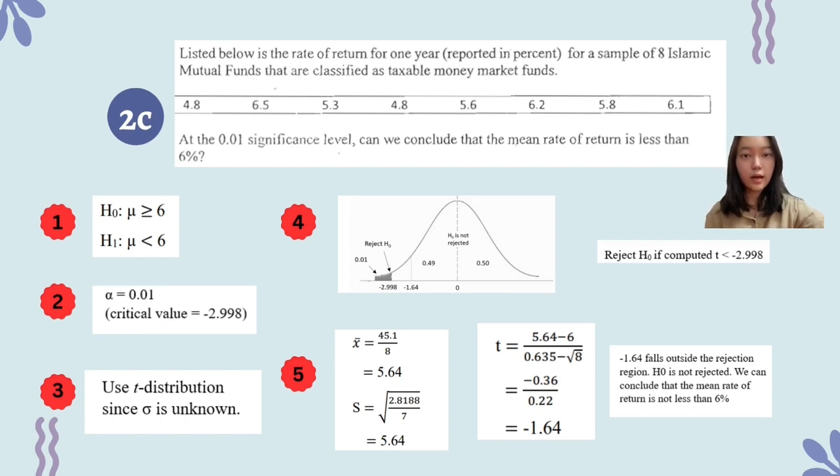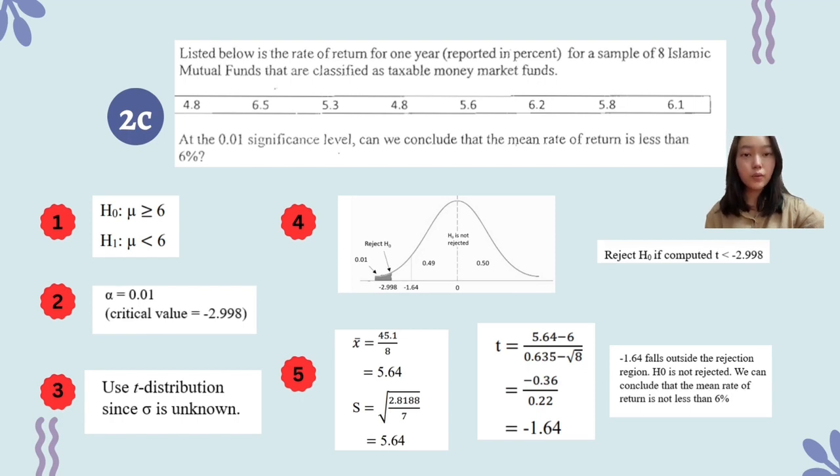Step 1, we will list out H0 and H1. H0 is mu more than 6.6, H1 is mu less than 6.6. Step 2, alpha is equal to 0.01. Step 3, we will use t distribution since standard deviation is unknown.